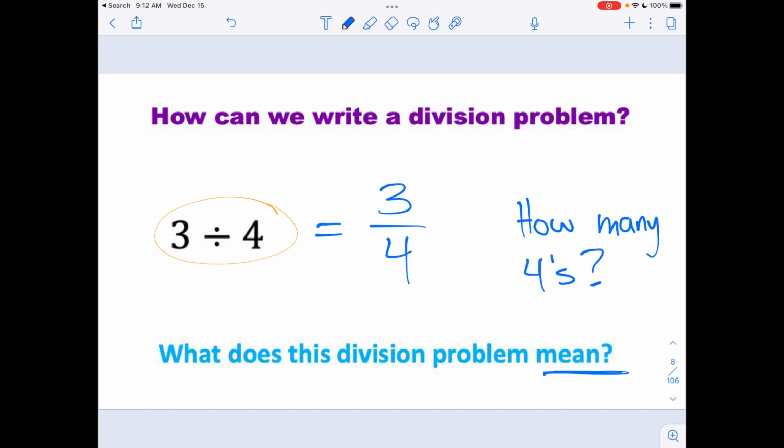It takes less than 1 four, because 1 four is 4. And that's already bigger than 3, all right? So my answer is less than 1, and that's why this is a fraction and not a mixed number, because it takes less than 1 four to make 3.